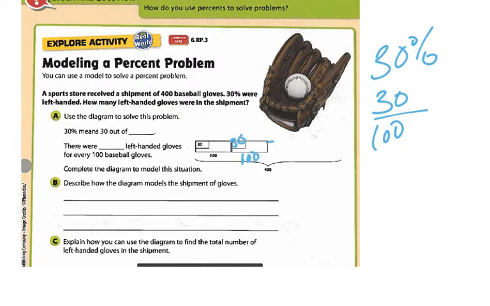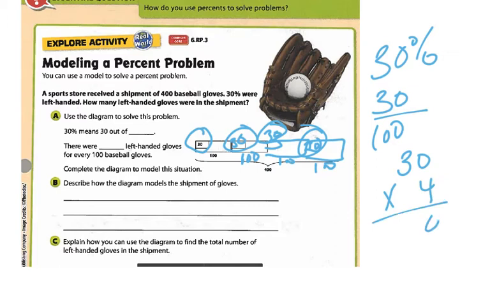Then if I kept going on this diagram, there would be another 30 here. Out of these 100, there would be another 100 here with 30. So then you see I have 1, 2, 3, 4 30s. Well, 30 times 4 is 120. Okay? So 30% means 30 out of 100. There were 30 left-handed gloves for every 100 baseball gloves.